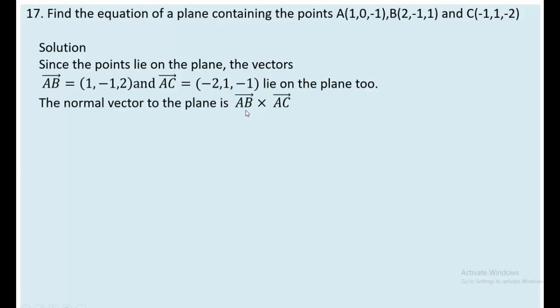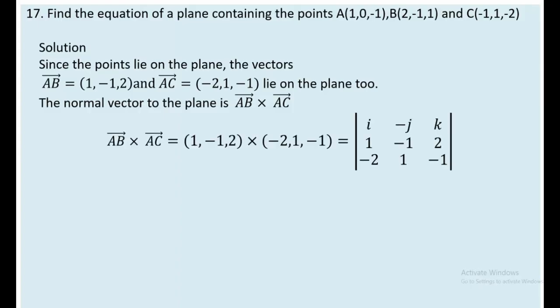So what we need to do is look for the normal vector of these two vectors, because this is supposed to be normal not only to the vectors but also to the plane. So we can consider the output of this result as A, B, C because it's going to be normal to the plane. So let's calculate the cross product of AB and AC. AB cross AC is going to be like this: 1, minus 1, 2 crossed with minus 2, 1, minus 1. So as usual, you have to label i, minus j, k here.